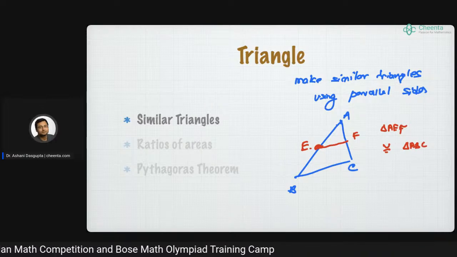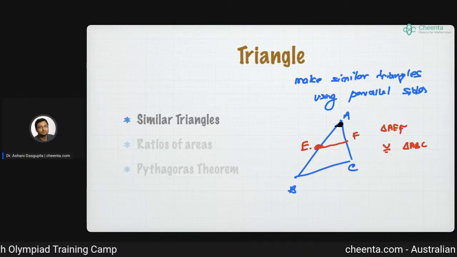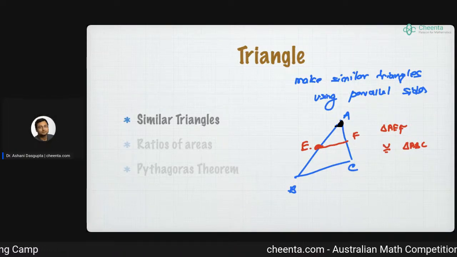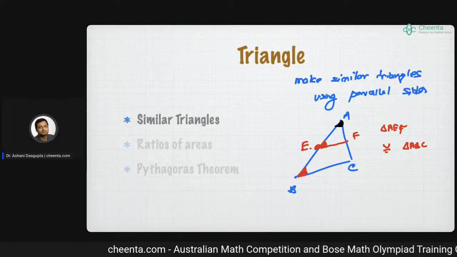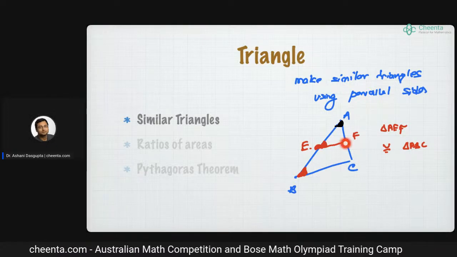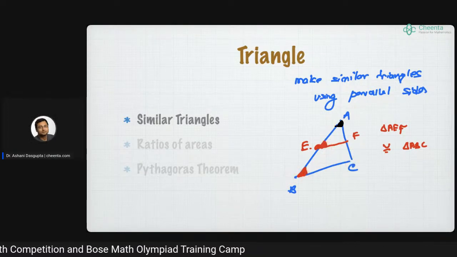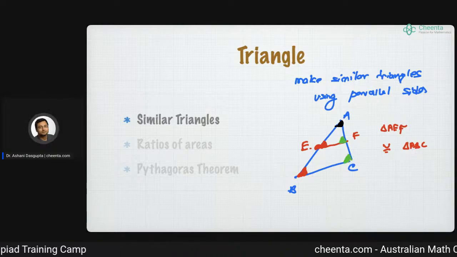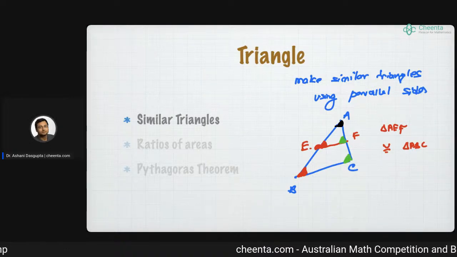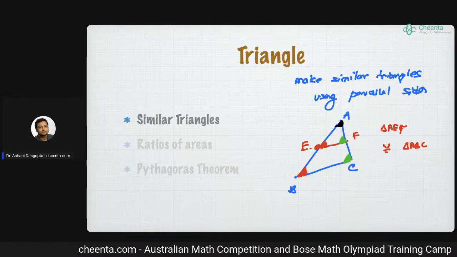One way to think about it is using the equiangular property. Both of them have the angle A common. These two angles are corresponding angles. If two lines are parallel, and this is a transversal, then these two angles are equal. And similarly, the green angles are also equal. So the small triangle and the big triangle are similar. Okay, that's one way to make it. There is another way.